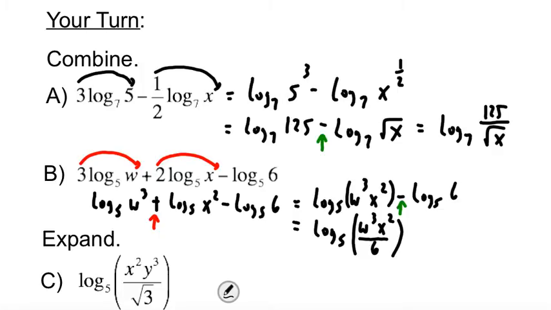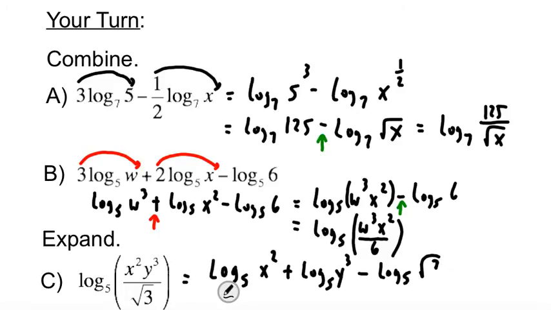Letter C down there, we're supposed to expand those out. So expanding those out, we've got multiplication up there at the top. So let's expand those out. We've got log base 5 of x squared, plus log base 5 of y to the third, and I'm going to put a minus because I've got that square root down there, so minus log base 5 of the square root of 3.